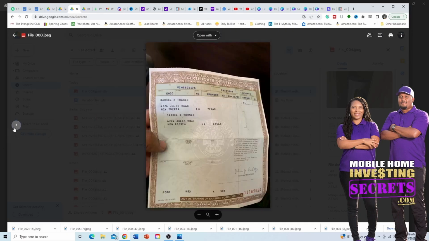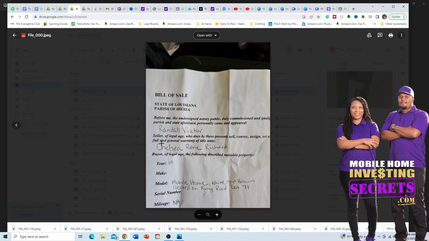Let's talk about why it's important. Somebody tried to pull a fast one on us the other day. They called and said they had a mobile home that was a 2019. Now we're looking at this. They didn't have any title paperwork or anything. They just claimed that they had a bill of sale.